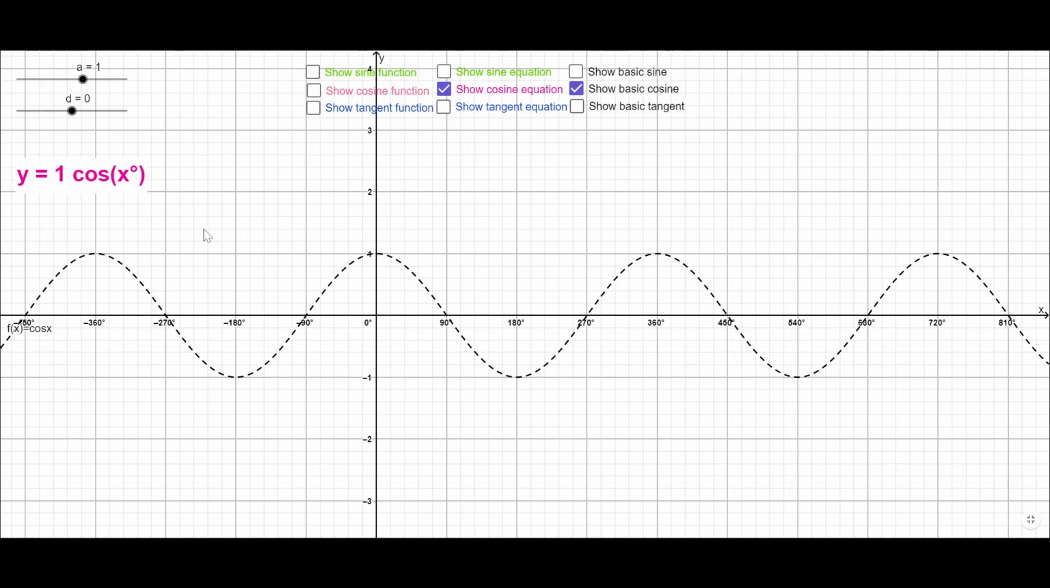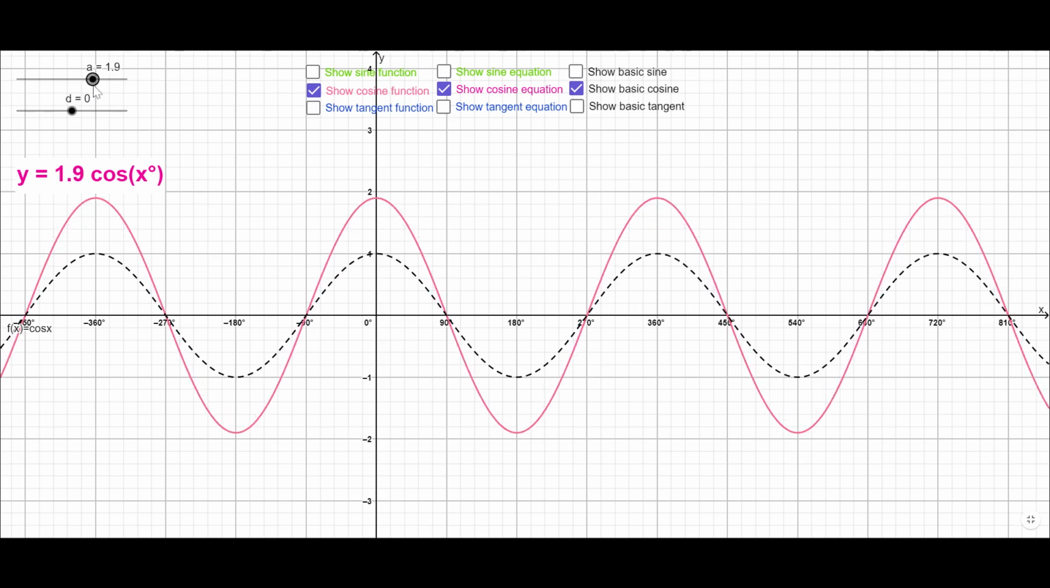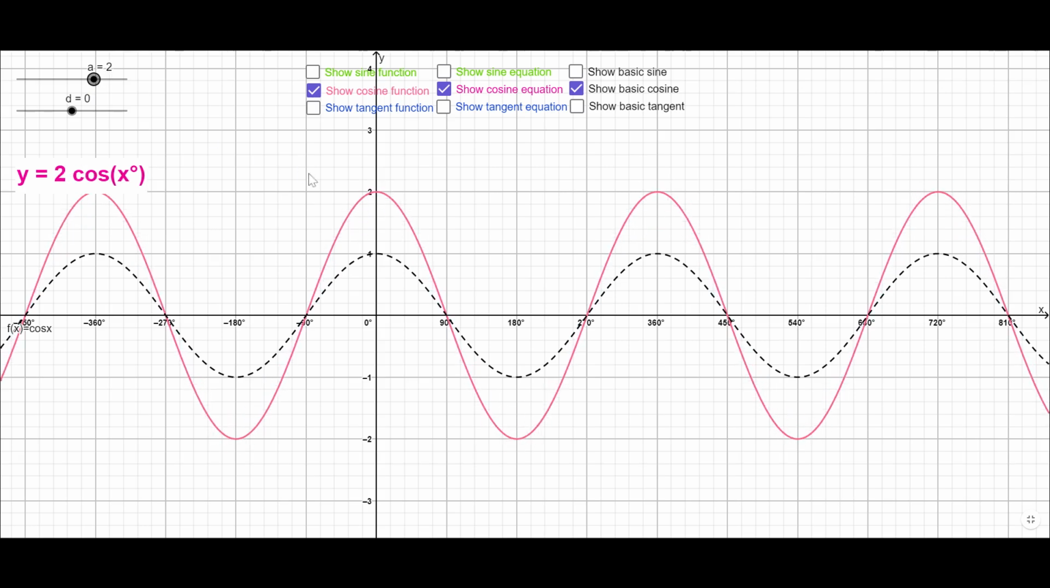All right, let's do the same. Let's change, first of all, our A value. And same story, it is a vertical stretch. If that is 2, our maximum will be by 2, and our minimum will be by negative 2. It still cuts and starts in the same place, for our x values, that is.